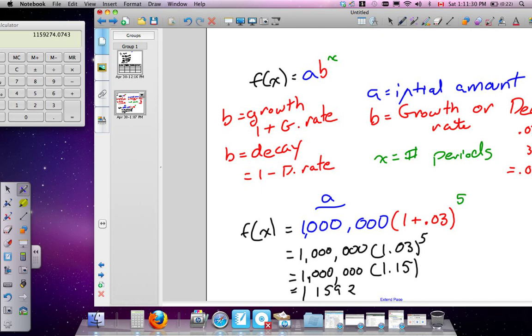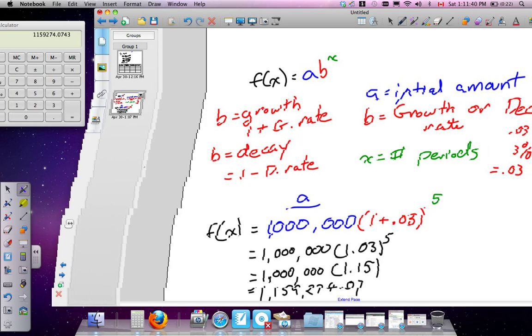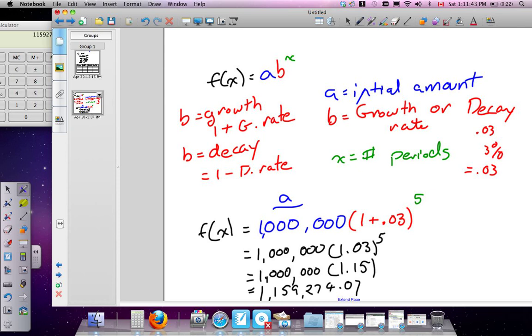I get 1,159,274 and 7 cents. So after 5 years of investing, I got $1,159,274 and 7 cents. Okay, so that's the idea behind growth. You just add the growth rate to 1 if it's a growth rate. If it's a decay, you subtract from 1. But that's the big part.